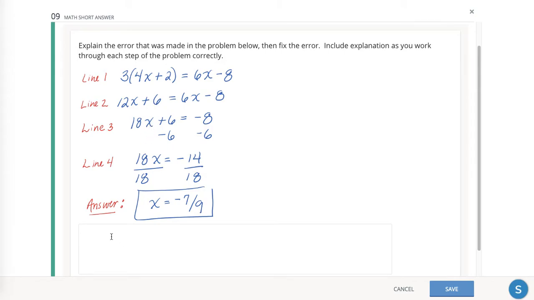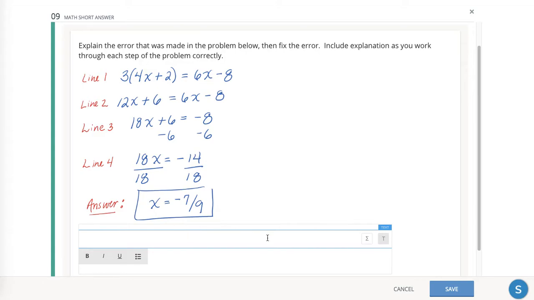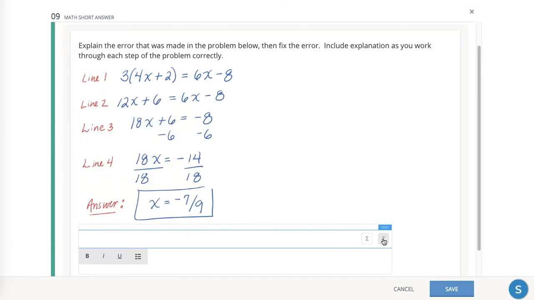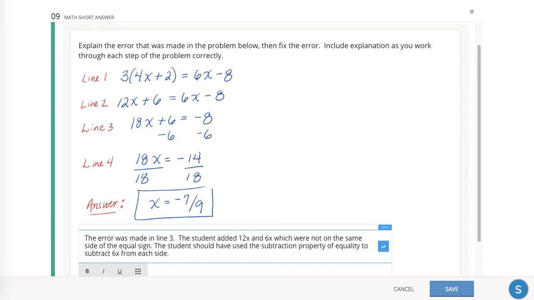So I'm going to begin my answer down here. And if you notice, there are two tools. We have the math tool or we have the text tool. So we can write text or we can use math. So I'm going to write text and I'm going to say the error was made in line 3. So if we make the correction, we can start at line 2.